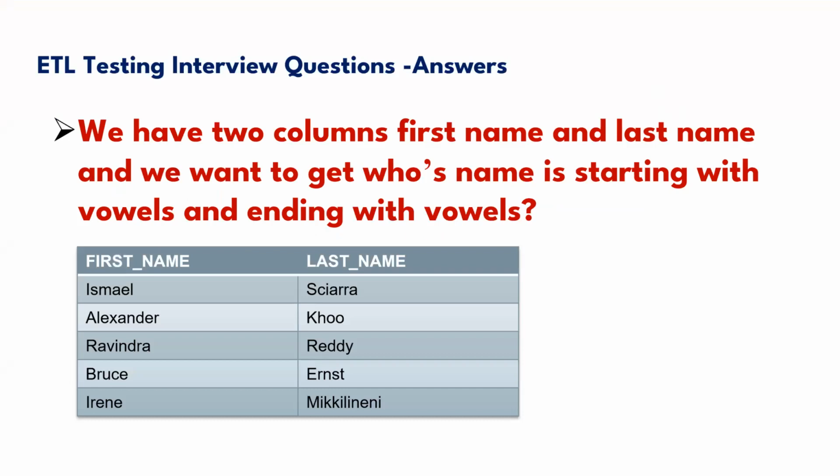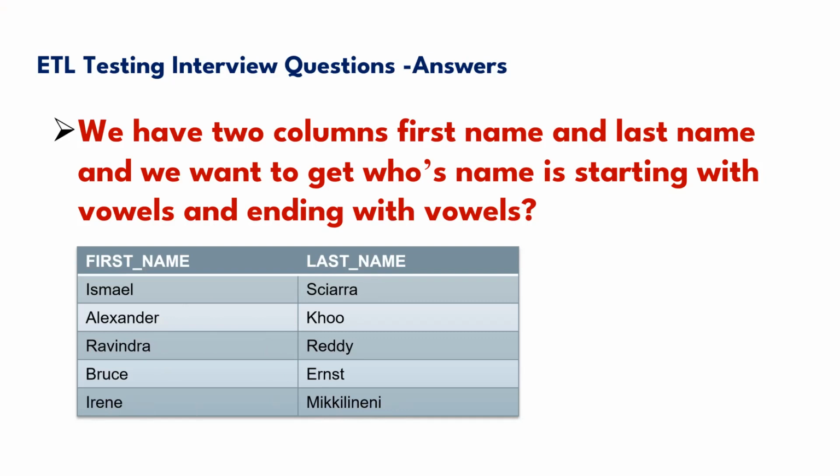First, let's try to understand the 10th question. One of the viewers has commented in the comment section, asking how to solve this particular thing. The question is: we have two columns, first name and last name, and we want to get the names that start with a vowel and end with a vowel. Here you can see the first name is Ismail, and the last name is Sikara. At the same time, Alexander and Kuhu, and the third are Ravindra Reddy, Bruce Ernst, Irene and Mikileni. Just consider them as some names.